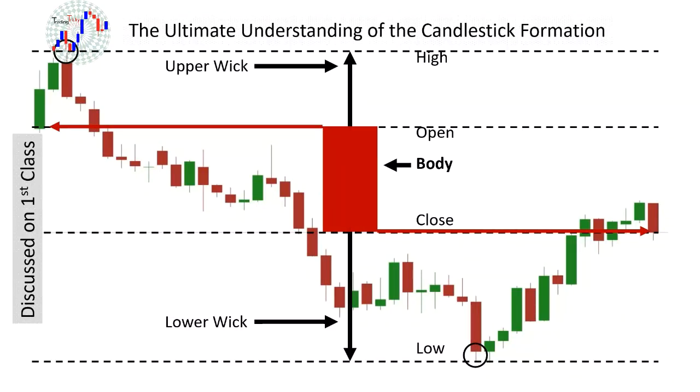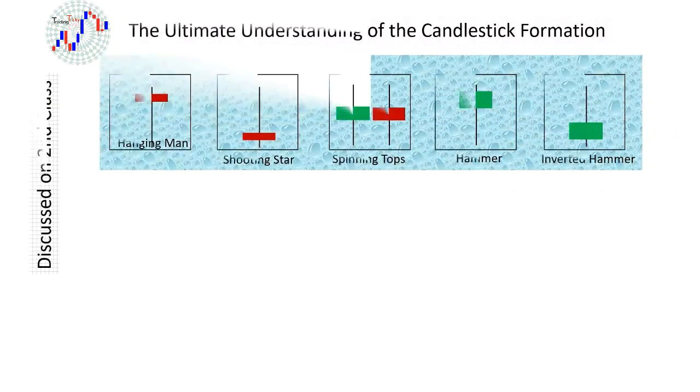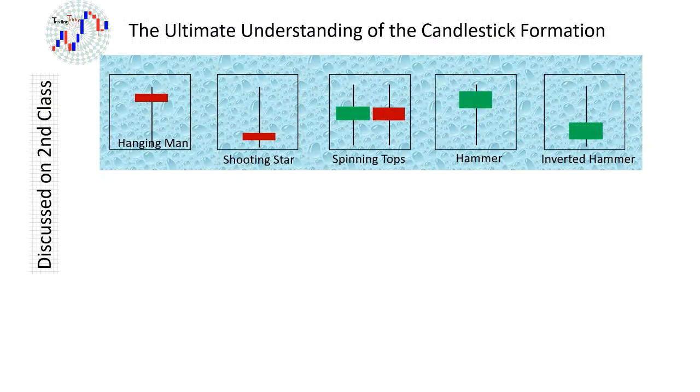Also, I have discussed how to combine 30 candles into one or how to split one candle into 30s in the first class. Then I discussed all about these candlesticks, hanging man, shooting star, spinning top, hammer, and inverted hammer in the second class.